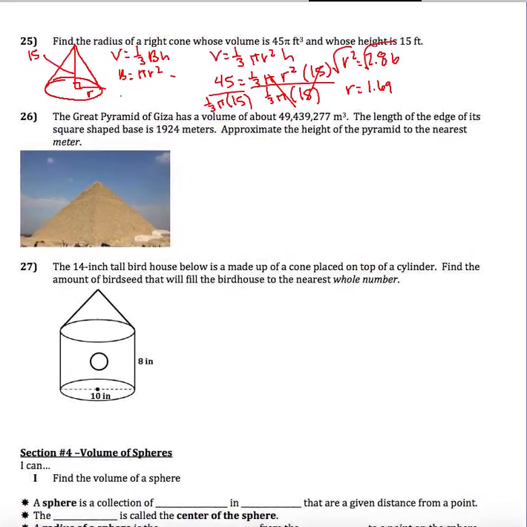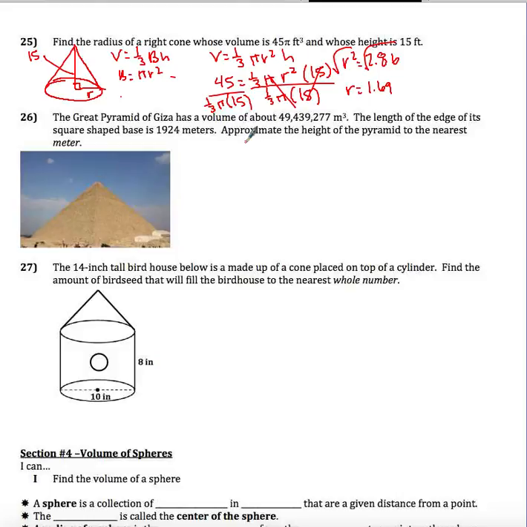Number 26 says the Great Pyramid of Giza has a volume of about 49,400. Oh, just kidding, 49,439,277 meters cubed. The length of the edge of its square-shaped base is 1,924 meters. Approximate the height of the pyramid to the nearest meter.